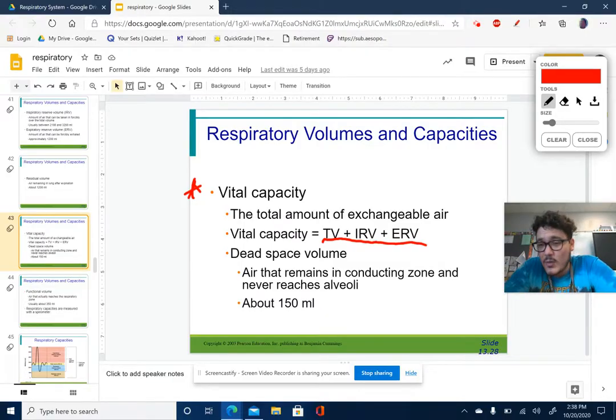Now, on the test, I may ask you a question where I give you the vital capacity and I ask you to solve for one of the others. That's simple algebra, right? You're just solving for X. That should not be a problem.